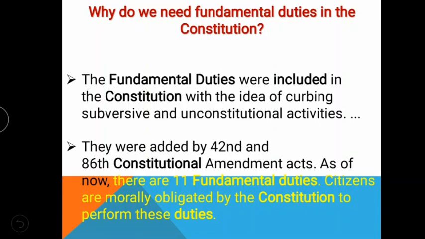Citizens are morally obligated by the Constitution to perform these duties. It means we are all obliged by the Constitution to perform these duties. Some moral values are also there, our morals are also supporting. We must think about our nation and we should not do anything which is against our country, against our nation. So there must be some duties, and those are fundamental duties. And we are morally obligated by the Constitution to perform these duties.